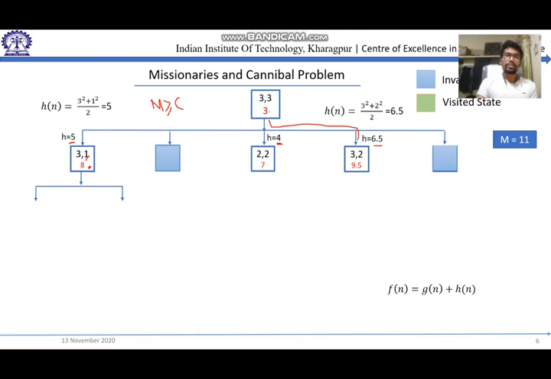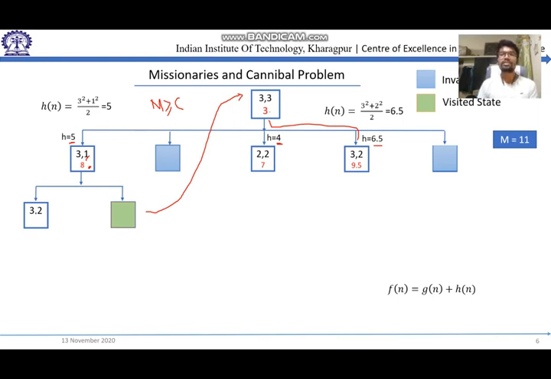And for this particular 2 2 state, if I calculate the heuristic function, it can be given as 2 raised to the power 2 plus 2 raised to the power 2 divided by 2, which turns out to be 4. If I calculate the goal function at this node, it turns out to be 3 plus 4, which is 7. After this, if we calculate the heuristic function for the 3 2, it turns out to be 6.5, and 3 plus 6.5 turns out to be 9.5.